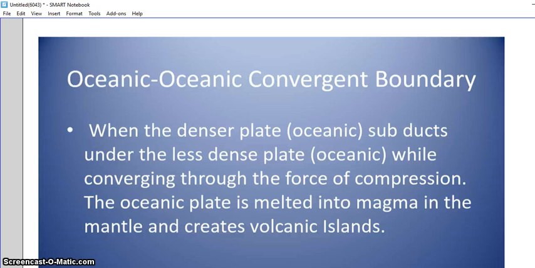Okay, the oceanic-oceanic convergent boundary is two ocean plates coming together. Since they are both dense plates, the less dense of the two will come together through, again, that force of compression, and instead of volcanoes on land, it will form islands. It will create volcanic islands like Hawaii.